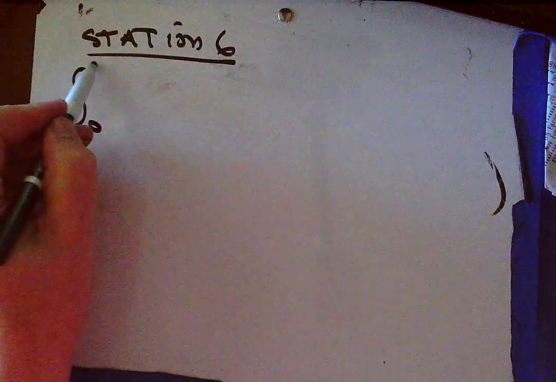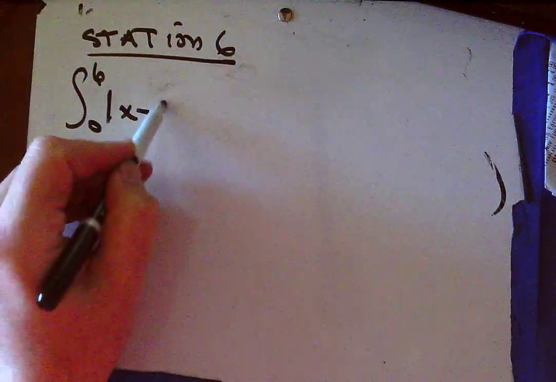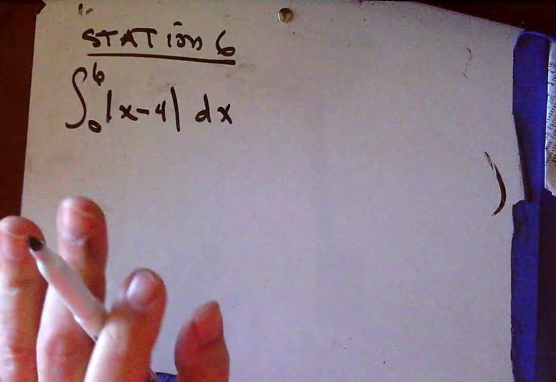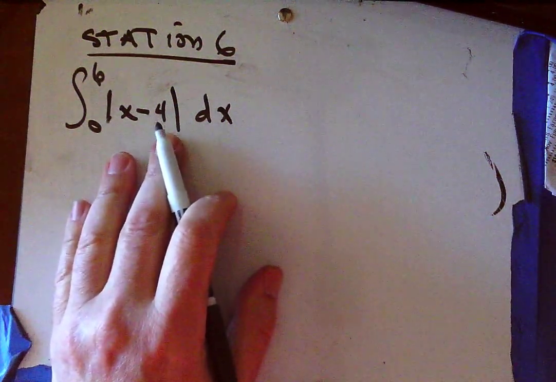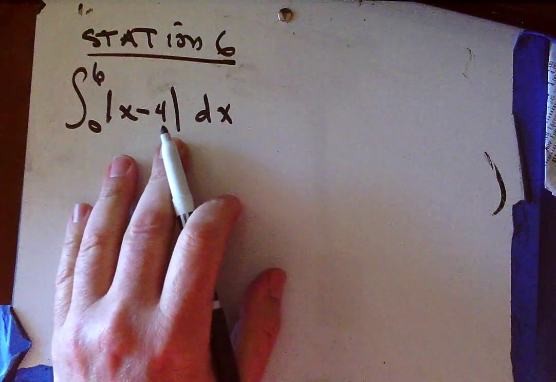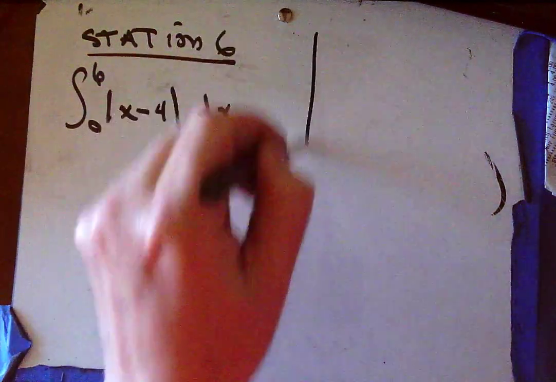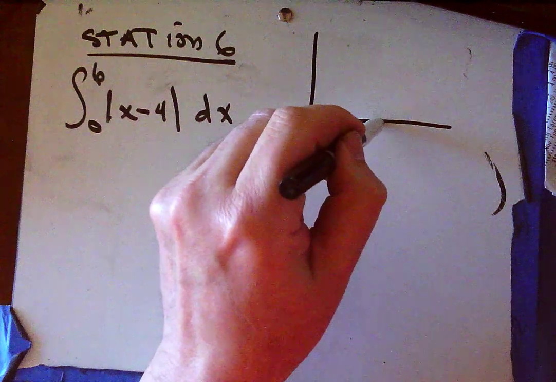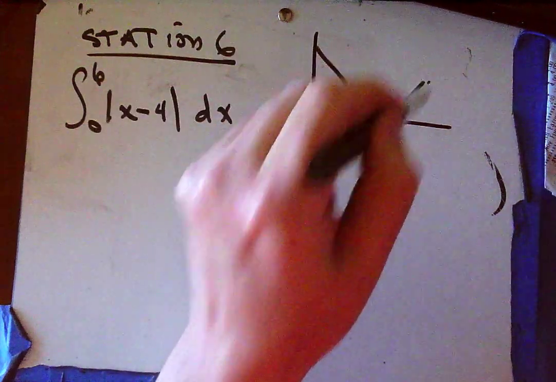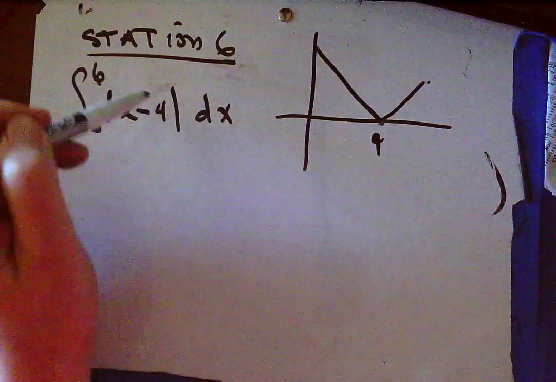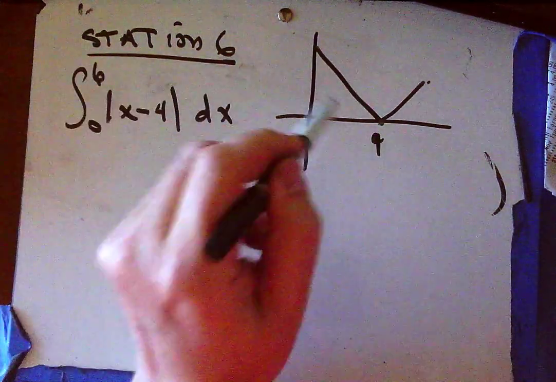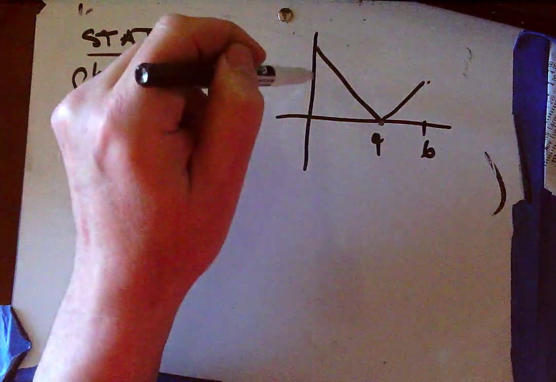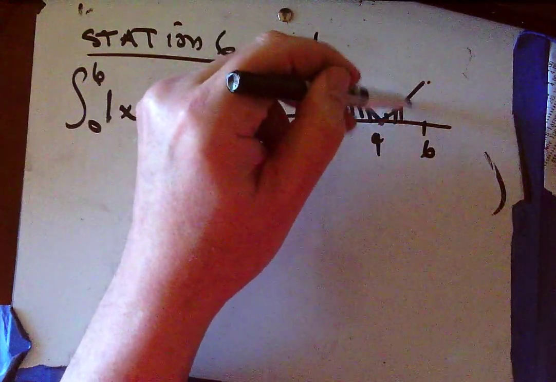All right, let's take a look now at station 6, and we're supposed to evaluate the integral from 0 to 6 of absolute value of x minus 4. And you know, a lot of students will get to this point in calculus and say, Mr. Cooper, I don't know how to integrate absolute value. To which I respond, yeah, me neither. Which is why I want you to appeal to the geometry of the situation, right? We know how to graph this. This is absolute value of x shifted right 4. And we're going from 0 to 6. So we're talking about this area.